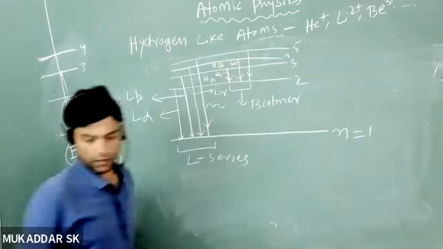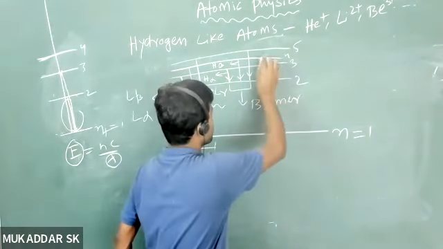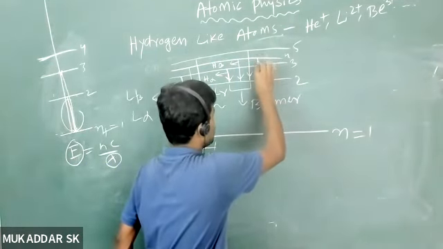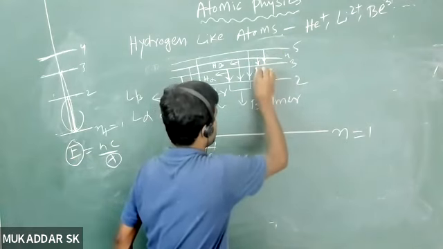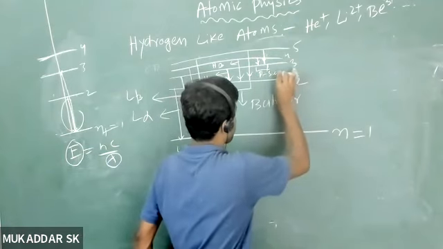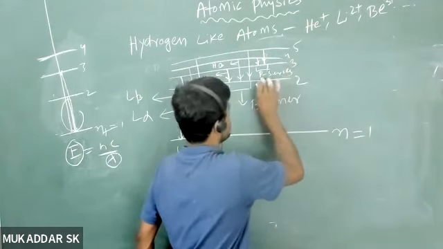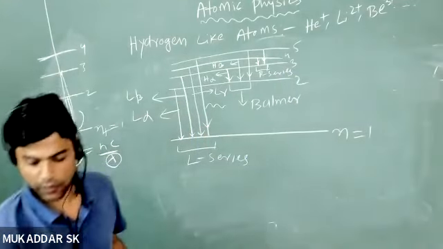Now the next series is which series? The Paschen series. For the Paschen series, the electron is coming from a higher state to n equals 3. So this is your Paschen series, basically written as P series. P series means Paschen series. Any doubt in the class?